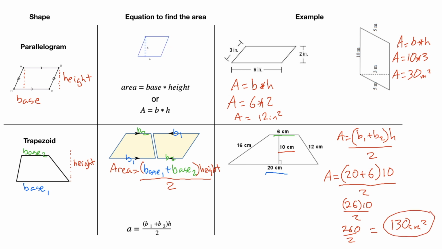So we just take basically the top and the bottom, base 1 and base 2, add them together, multiply that by the straight up and down height, and then divide the whole thing by 2. And that's how you find the area of squares, rectangles, parallelograms, and trapezoids.